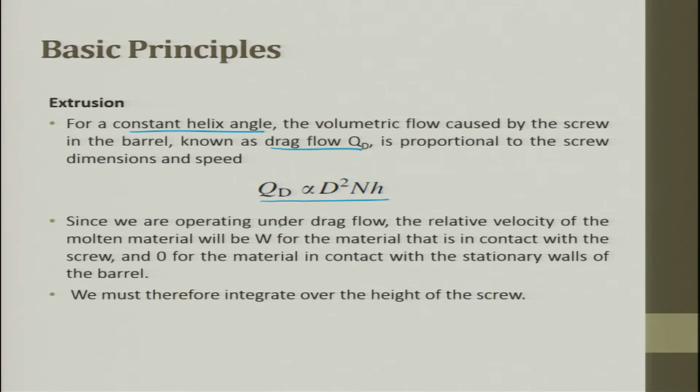Since we are operating under drag flow, the relative velocity of the molten material will be W for the material that is in contact with the screw, and 0 for the material in contact with the stationary wall of the barrel. So, we must therefore integrate over the height of the screw and try to get Q_D.